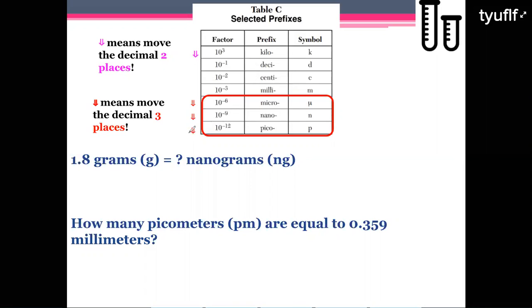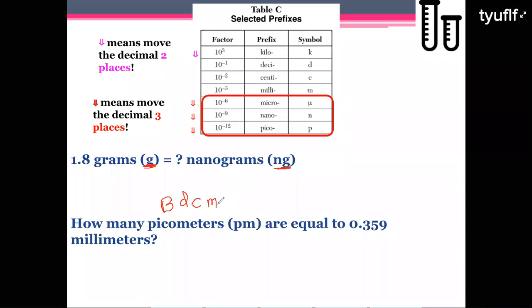Let's go ahead and try this first problem. Right now we're going from grams. Grams is my base unit. Then they want me to end up at nanograms. Let me show you how to set this up. First we're going to use what we know: Kings have diamonds, but deci, diamonds, cost, centi, money, milli.